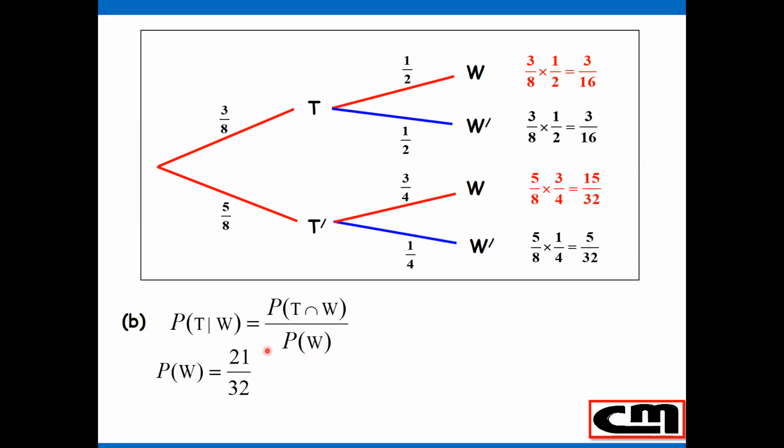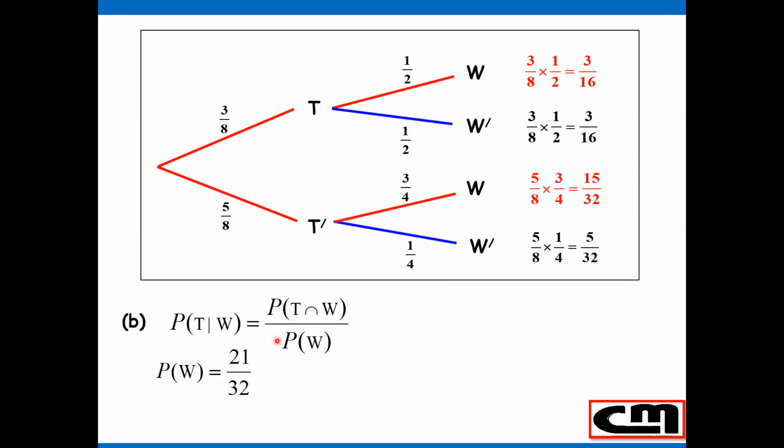B now is a conditional one. We want to calculate the probability of T given that W has already happened. That is, the person has already won, but we need to find out the probability of the temperature, right? Since it's a conditional probability, we come up with the formula: probability of T intersection W over probability of W, which is what I have here, right? Probability of TW, you come here, T and W, that is T intersection W, over probability of W, but this we have already calculated in A.